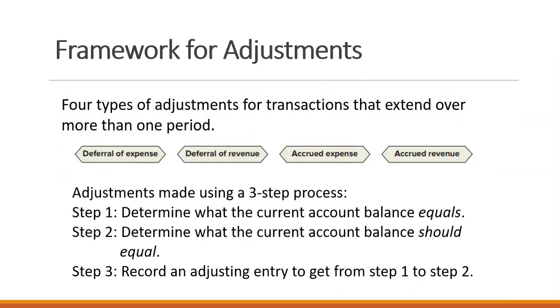Okay, so we call this the adjusting process. So we have adjusting entries. In chapter 2, we looked at journal entries for regular transactions as part of our company operations. We recorded those transactions, we posted them to T accounts, and then we made a trial balance. Adjusting entries happen after the trial balance.